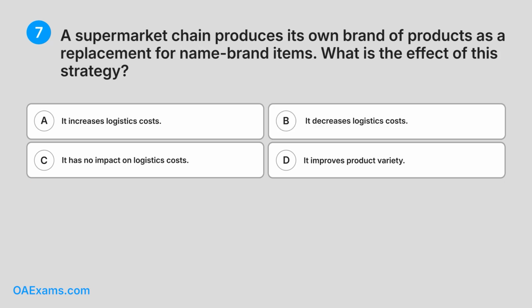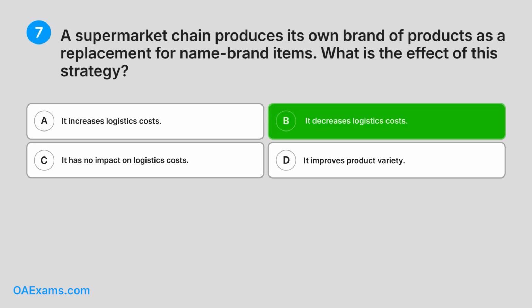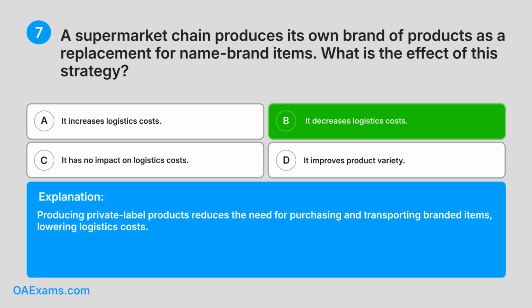7. A supermarket chain produces its own brand of products as a replacement for name brand items. What is the effect of this strategy? A. It increases logistics costs. B. It decreases logistics costs. C. It has no impact on logistics costs. D. It improves product variety. Can you guess the answer? Correct answer, B. It decreases logistics costs. Explanation. Producing private label products reduces the need for purchasing and transporting branded items, lowering logistics costs.